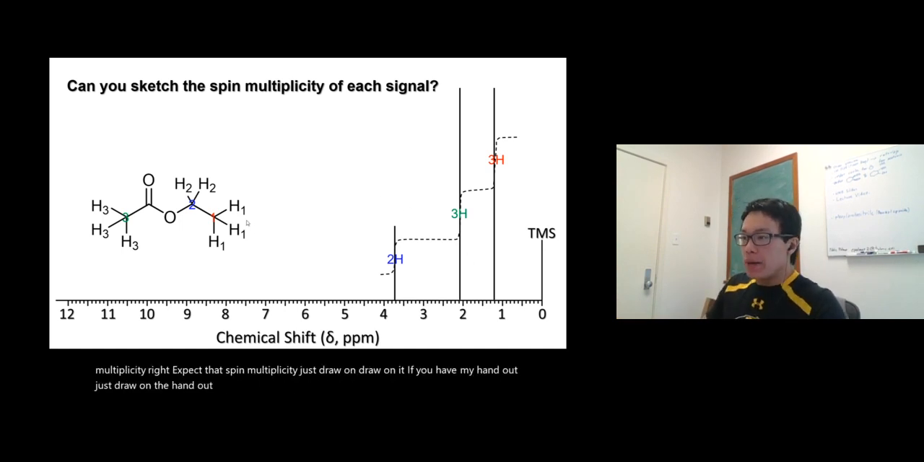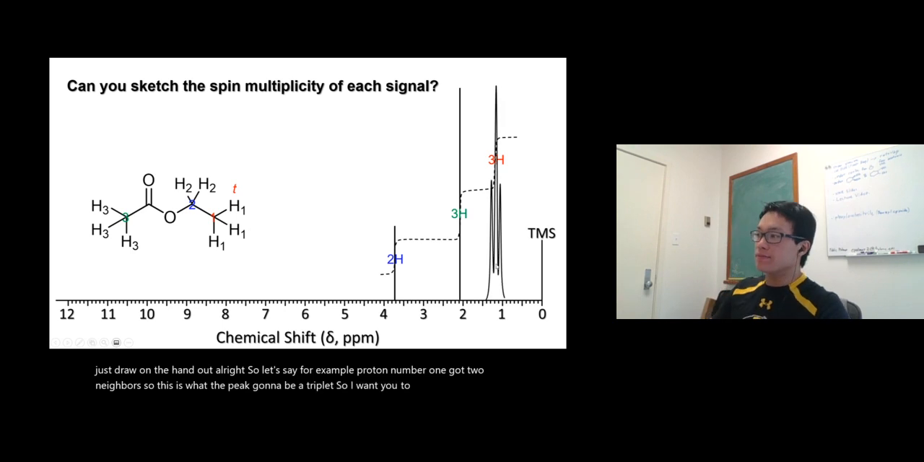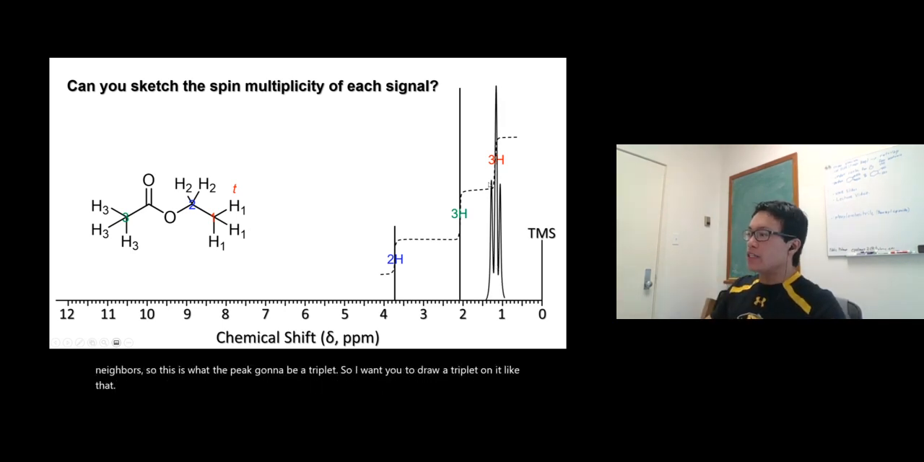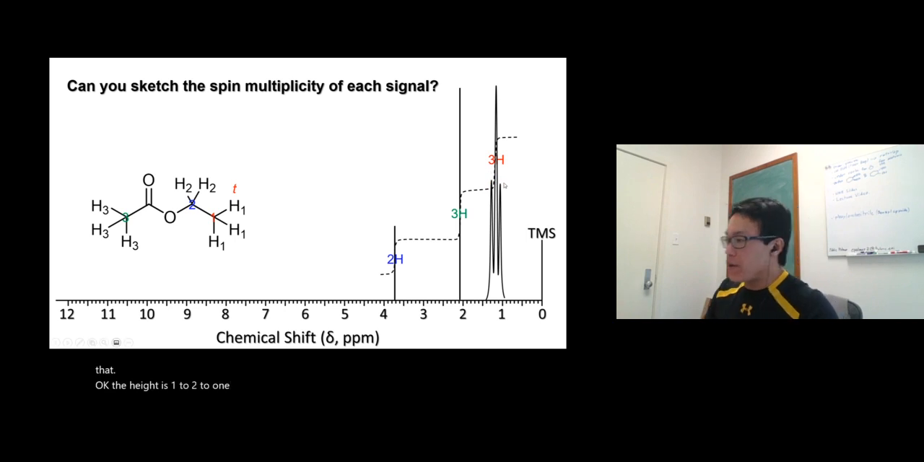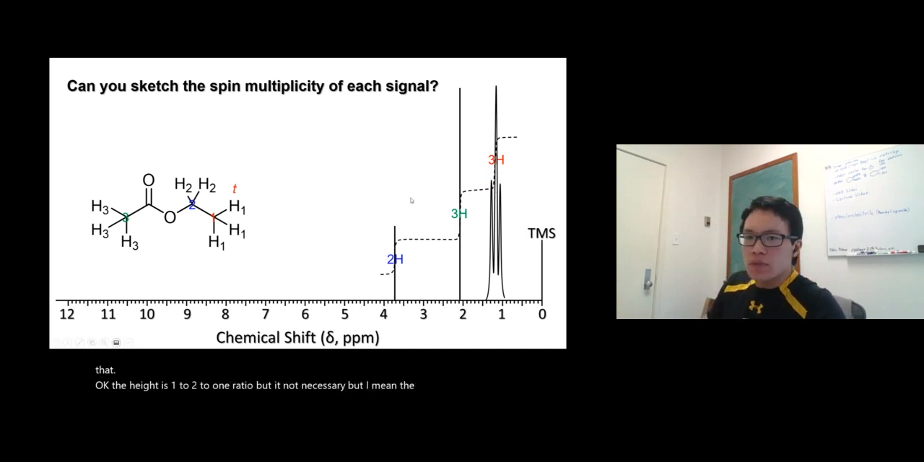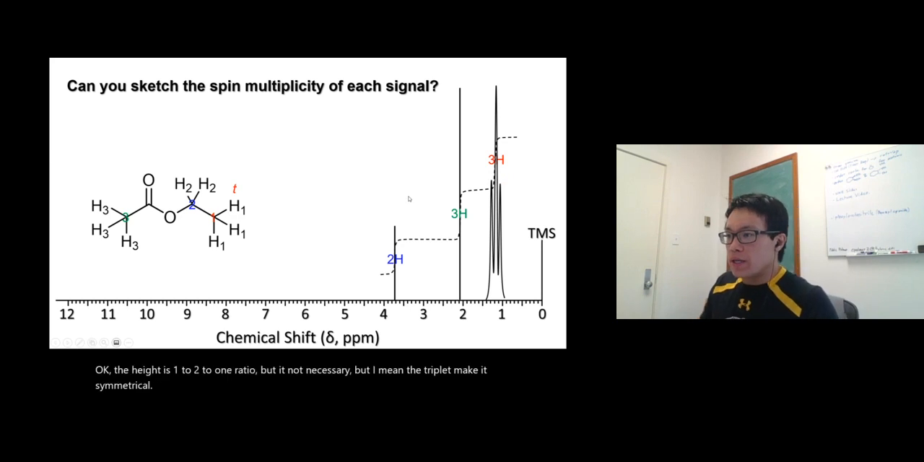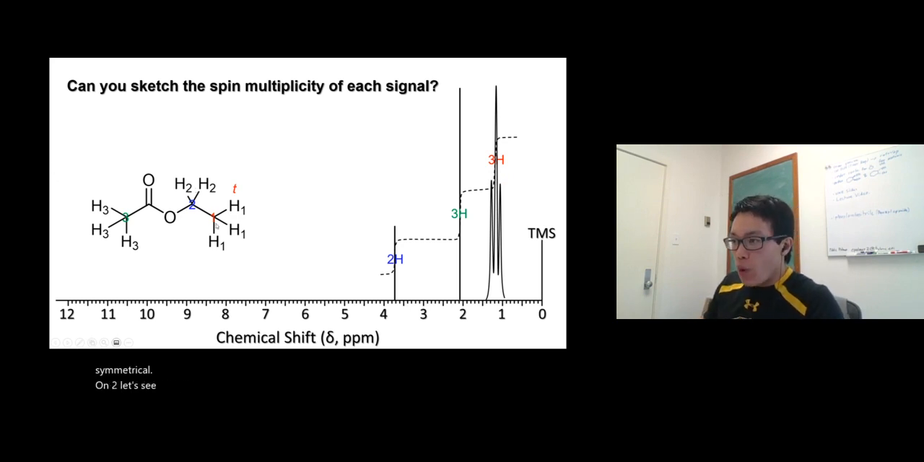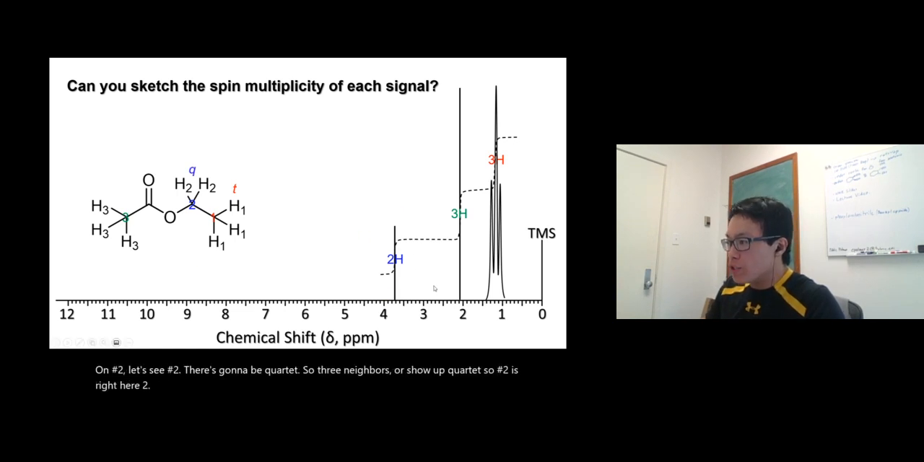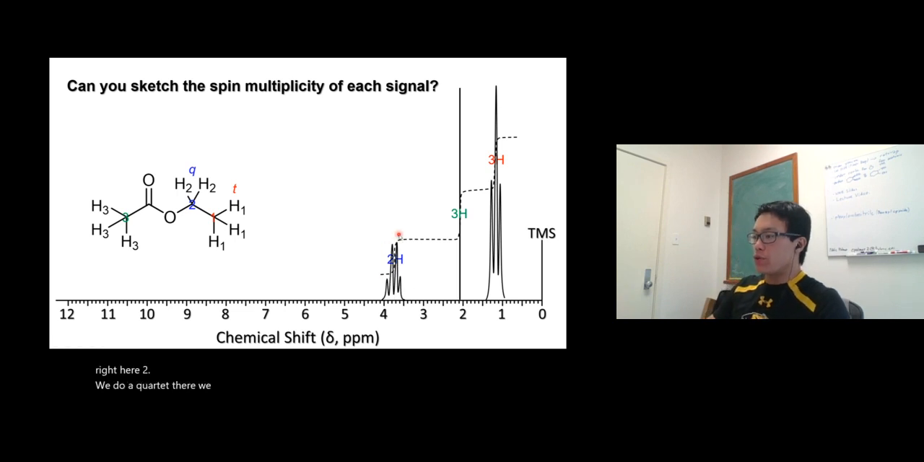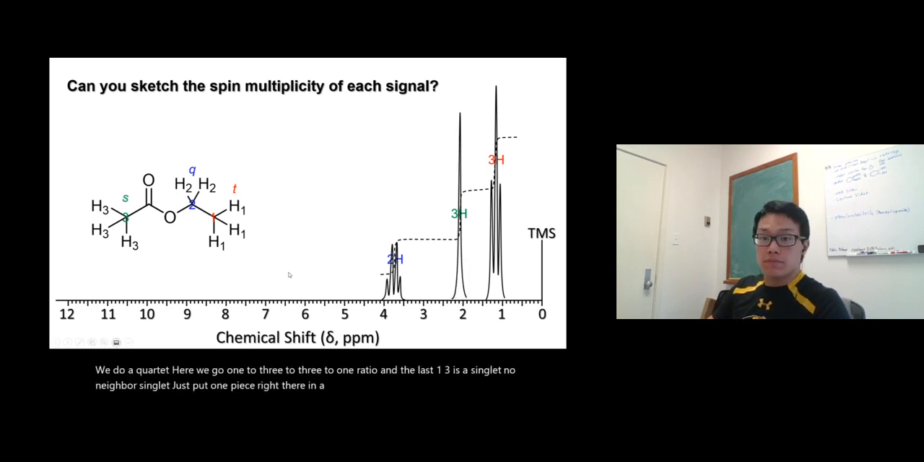So let's say, for example, proton number one has two neighbors. So this one is going to be a triplet. I want you to draw a triplet on it like that. The height is a 1 to 2 to 1 ratio, but it's not necessary. It's a triplet, so make it symmetrical. Number two is going to be a quartet. Three neighbors, so it shows up as a quartet, with a 1 to 3 to 1 ratio. And the last one, number three, is a singlet. No neighbor, so just put one peak right there. That's what I want you to do.